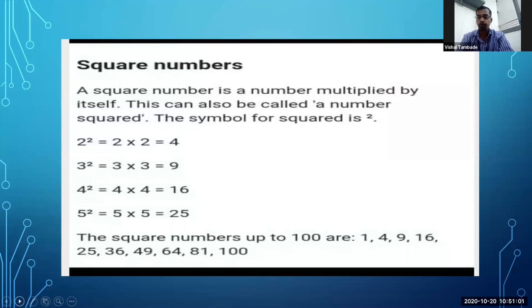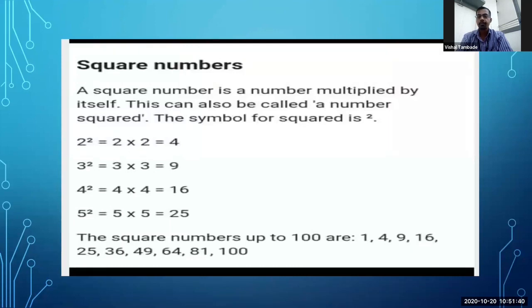Okay, 4 fours are 16. And we can say that the square of 4 is 16. Now this can also be called a number squared. A number squared means it is a square number. The symbol of the square number is power 2. What is the symbol of the square? The symbol of the square is power 2. If any number has a power 2, then we can say that it's a square number.